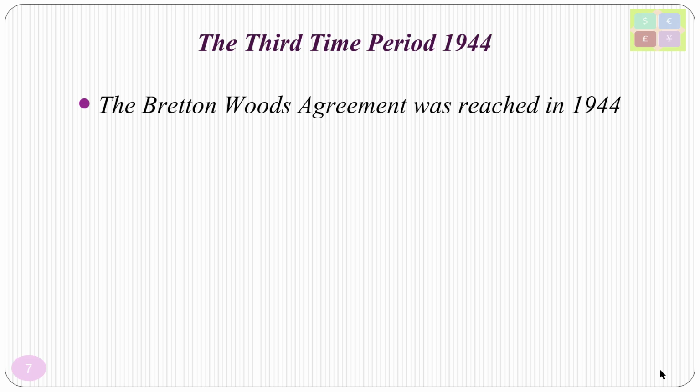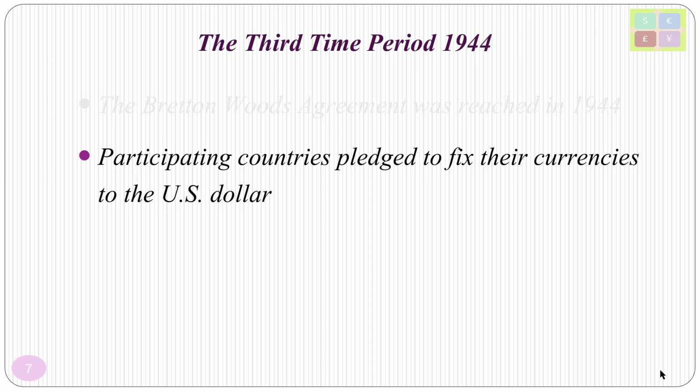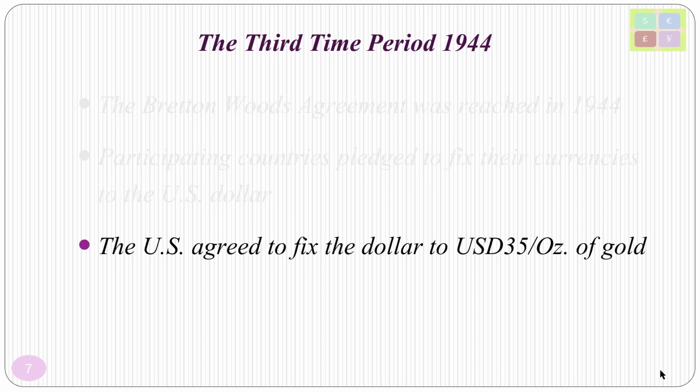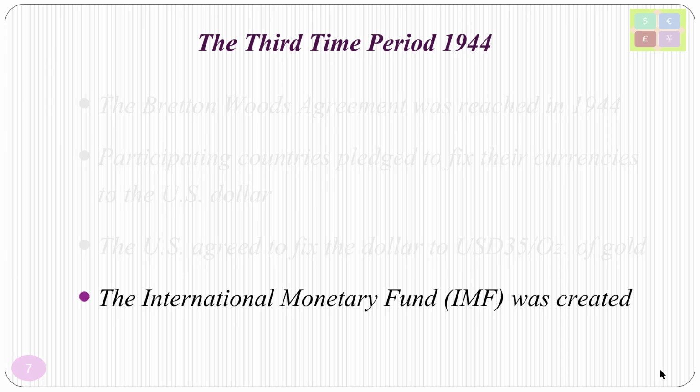The Bretton Woods Agreement was reached in 1944 between 44 allied nations. Participating countries pledged to fix their currencies to the US dollar. The United States agreed to fix the dollar to 35 US dollars per ounce of gold. Thus, gold was replaced with the US dollar as the global currency. This placed the United States in a dominant economic position.